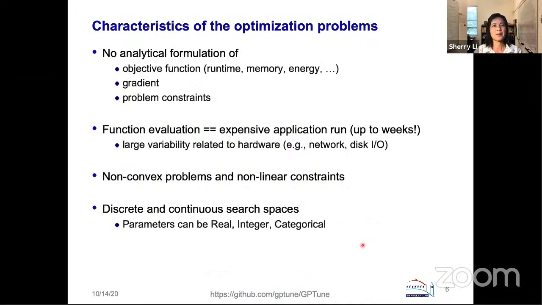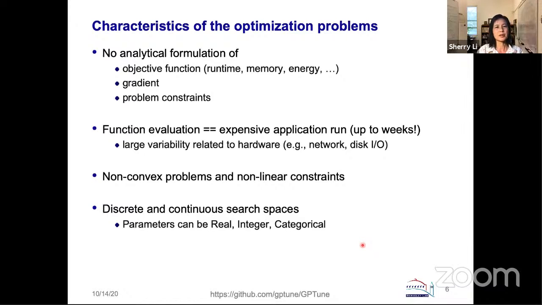Okay, so I'll just summarize the optimization problems we're dealing with. There's no analytical formulation of anything like the objective function or the gradient; there's no gradient. The problem constraints also very often have no explicit formula. And in optimization, we talk a lot about function evaluation. In this case, it's considered expensive application runs. Each run can be up to weeks.